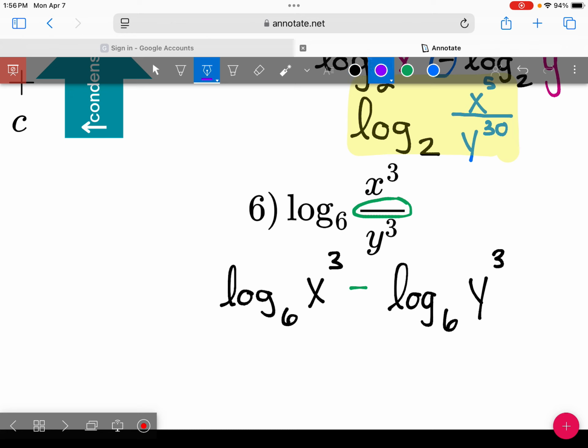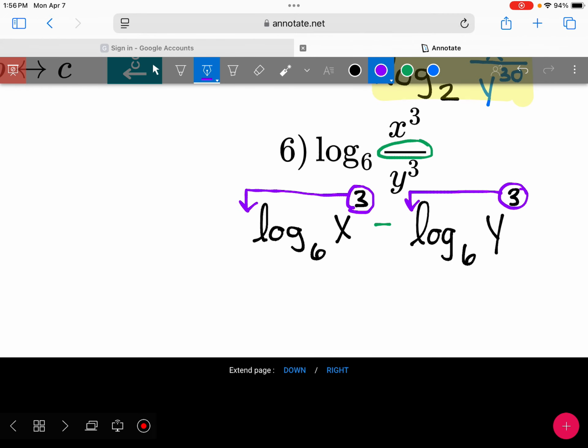We don't have any multiplying in here, so we're ready just to go straight into our powers. And our powers are going to come down and become multipliers. So both of these powers are going to come down and become multipliers. So I can rewrite this as 3 log base 6 of x minus 3 log base 6 of y.